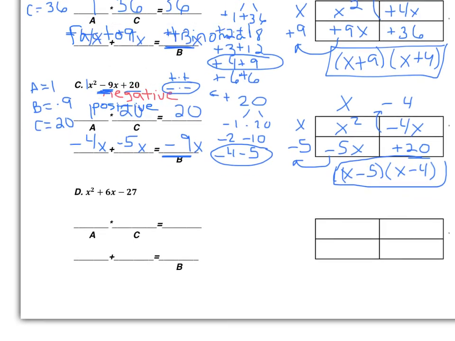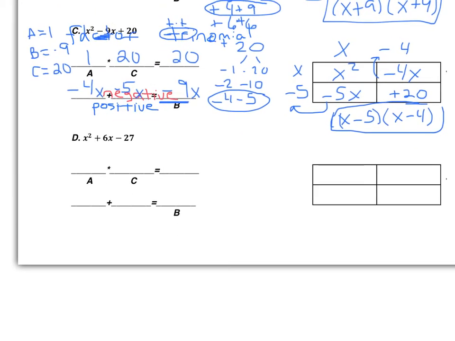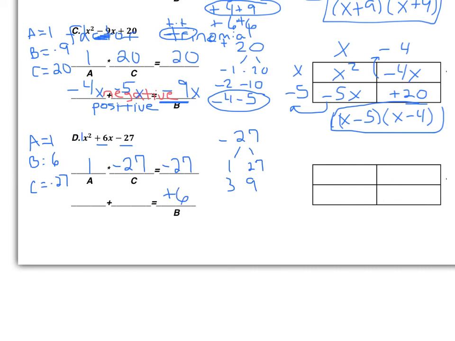Let's look at letter D. So we have A is 1, B is 6, and C is negative 27. And A times C, so 1 times negative 27 is negative 27. So negative 27 splits into 1 and 27, 2 and nothing, 3 and 9, 4, 5, 6, 7, 8. Can't divide it by any of those. So we go back to our b value, which is a positive 6. And to get a negative number, we have to take a positive times a negative.